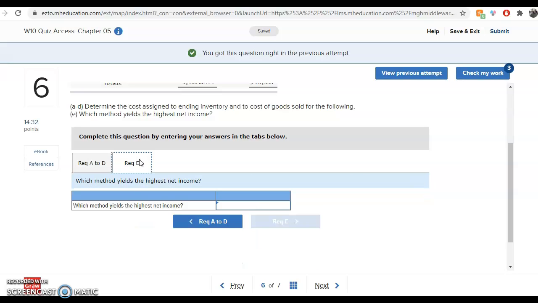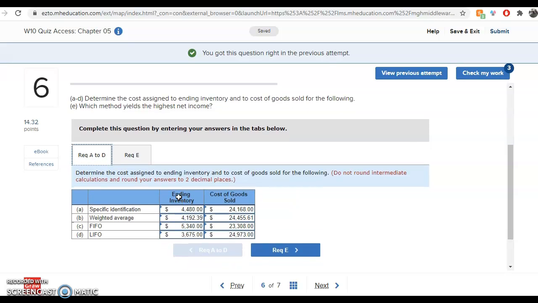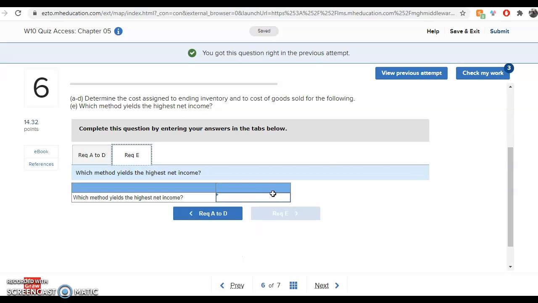We're going to go to this one. Which method yields the highest net income? All right. So the highest net income, if we're thinking about where things relate, would have the lowest cost of goods sold. So that would be right here, our FIFO. So we're going to go FIFO.